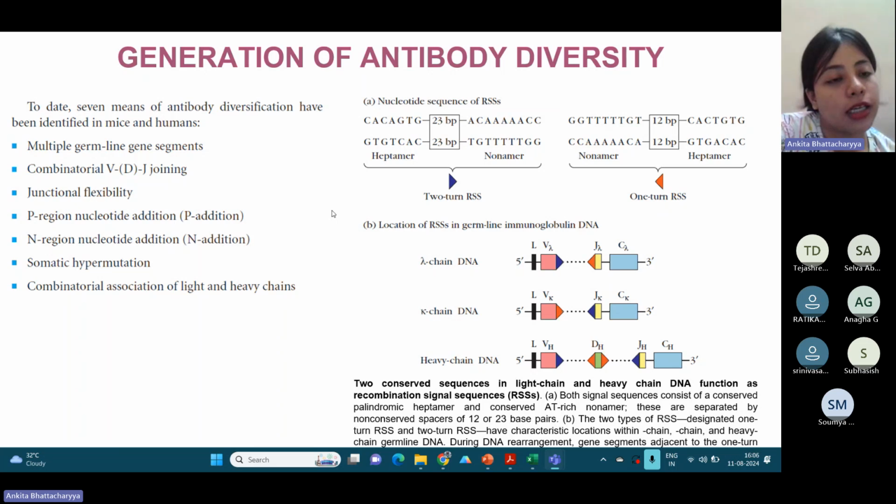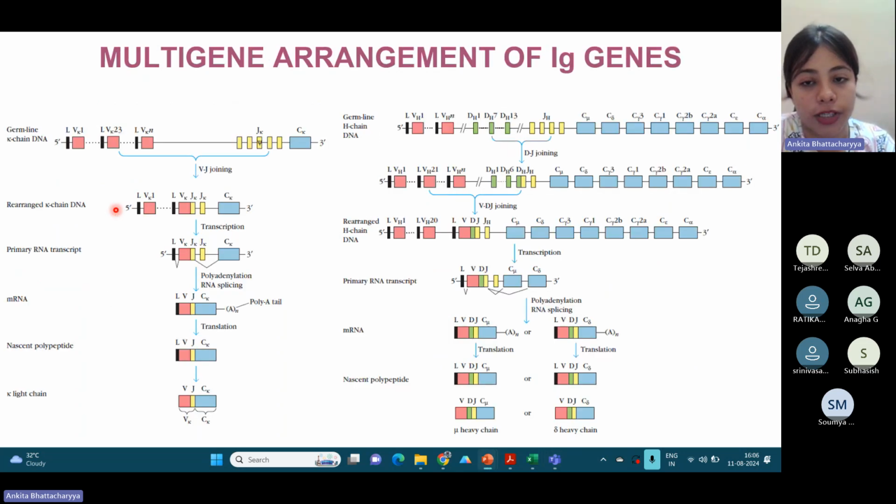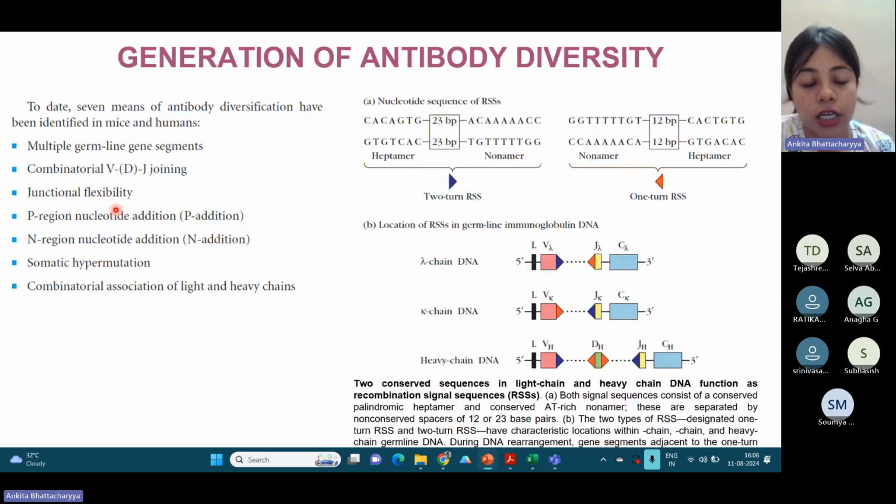Second, like I said, is the combinatorial VDJ joining. Apart from that are several processes which we'll discuss, but also the combinatorial association of heavy and light chains, which gives you an extensive amount of diversity. If you remember the lectures by Professor Shruti, you would have seen that he multiplied all of these different combinations and showed that it did give rise to a few lakh combinations, but we have a lot more. We have approximately 10 to the power 5 range of diversity. So for that, several other processes also come in.